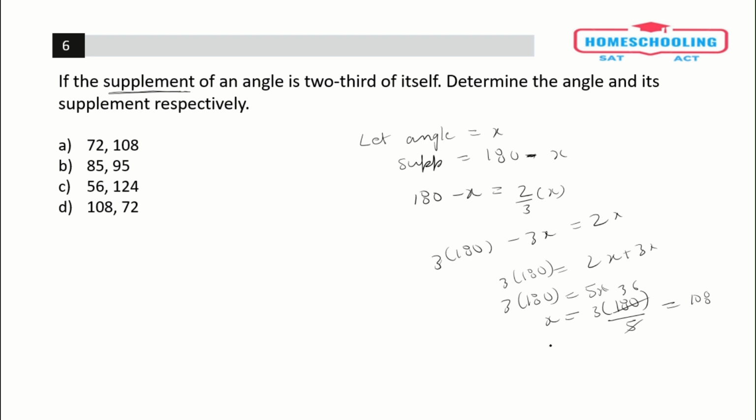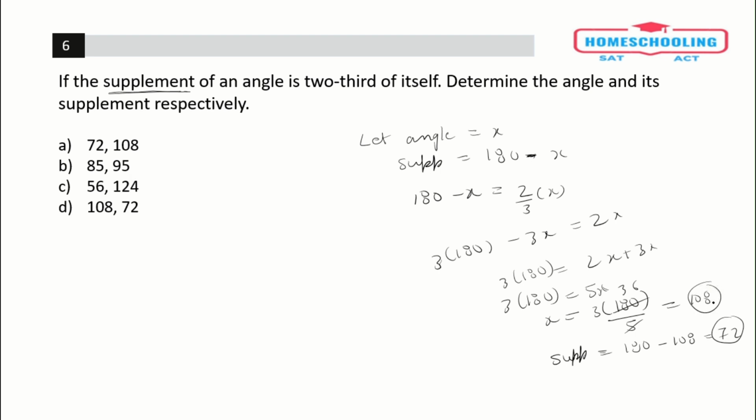So the angle would be x. So now the supplement of that angle would be 180 minus x. So the value of x is 108. So the answer would be 72. So we have these two angles.